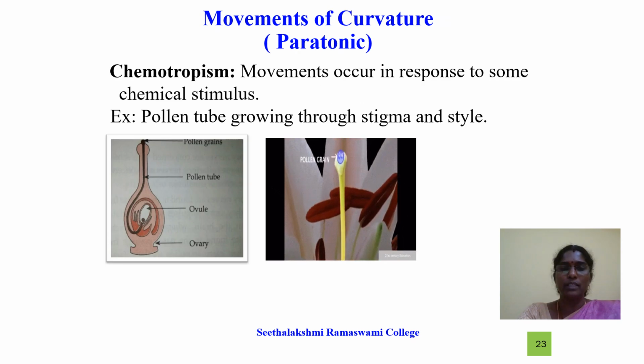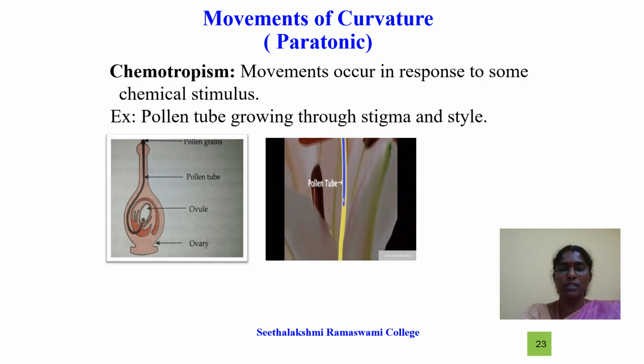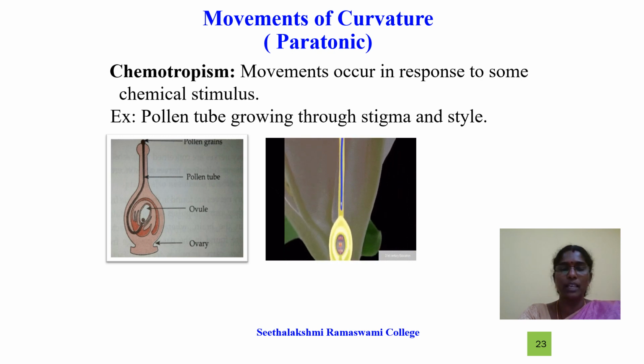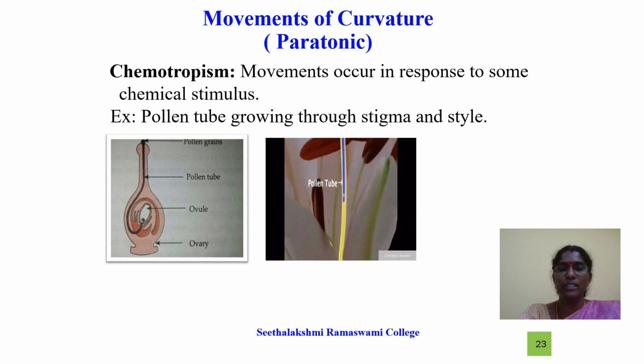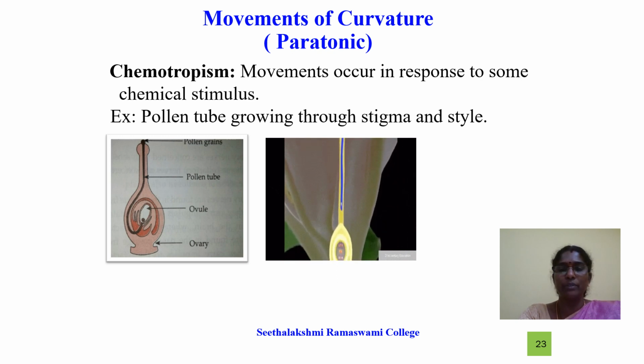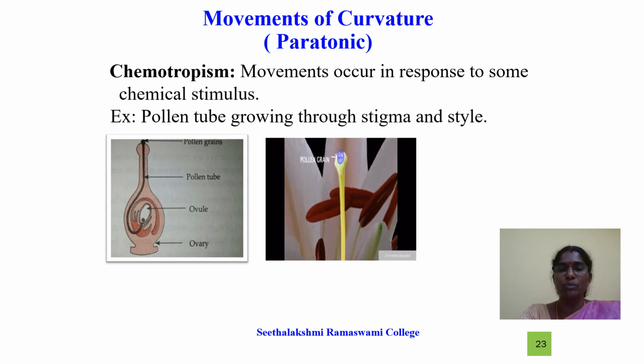In this type of movement, plant organs respond to a chemical stimulus. In higher plants, the female reproductive structure synthesizes a chemical substance. At that time, the male gametes, or pollen grains, respond to this chemical and reach the stigma. After that, the pollen grains grow through the stigma and finally reach the egg cell. These movements are called chemotropic movements, or chemotropism.